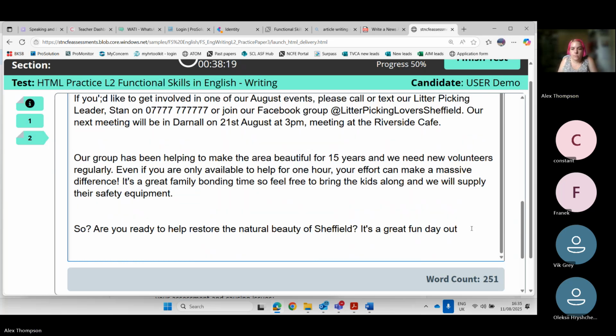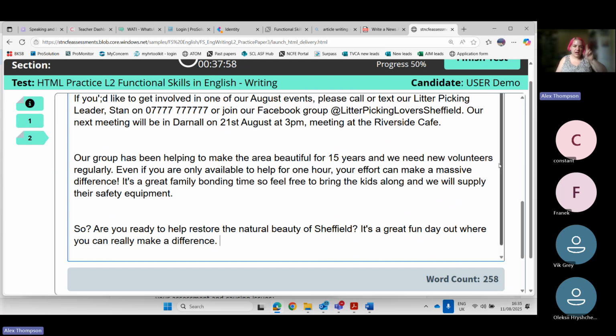Okay. It's a fun day out. So, are you ready to help restore the natural beauty of Sheffield? It's a great fun day out where you can really make a difference.